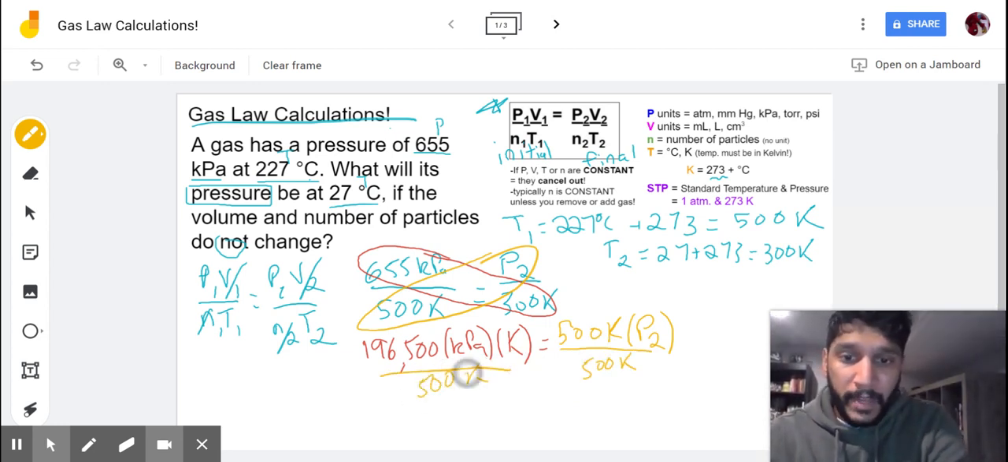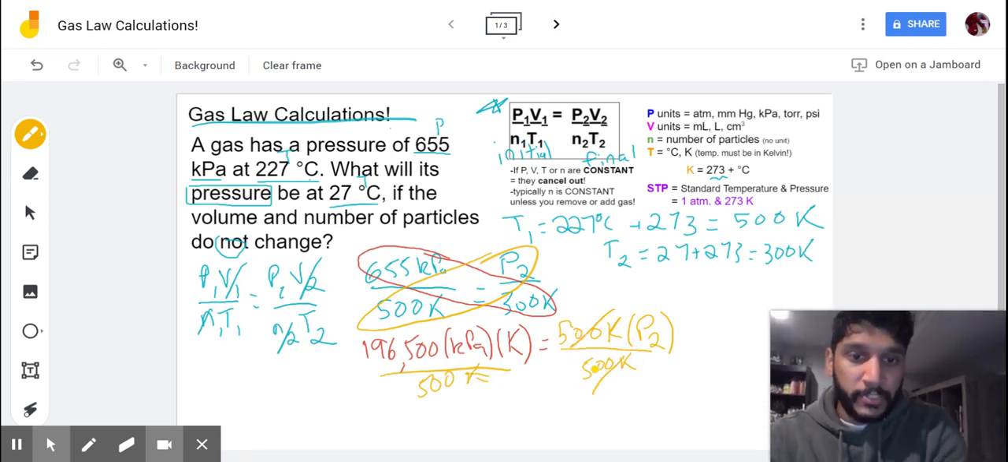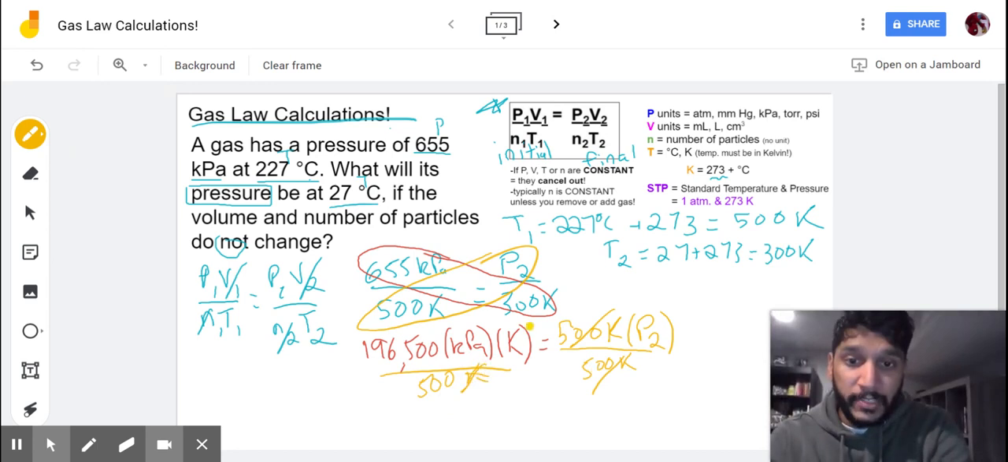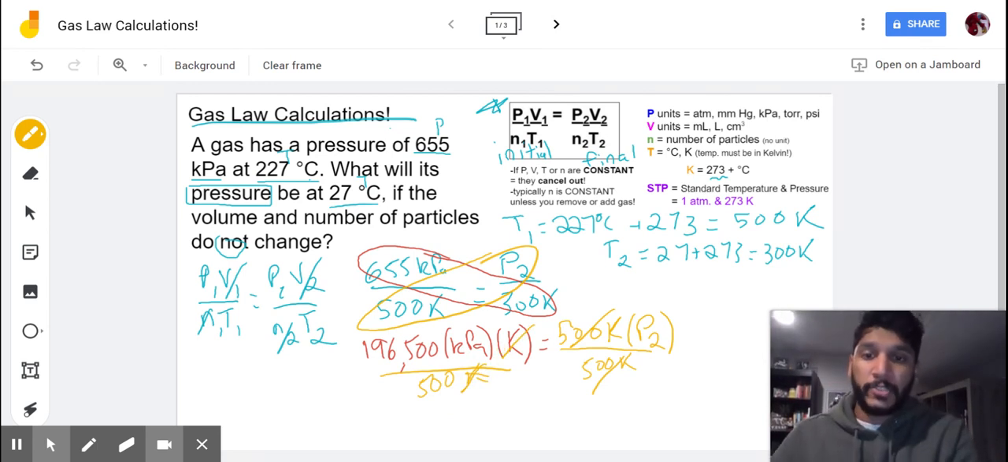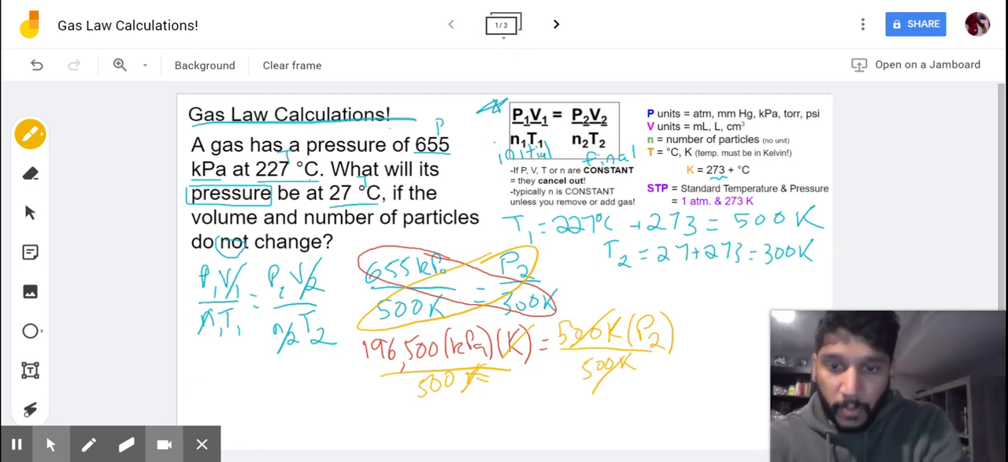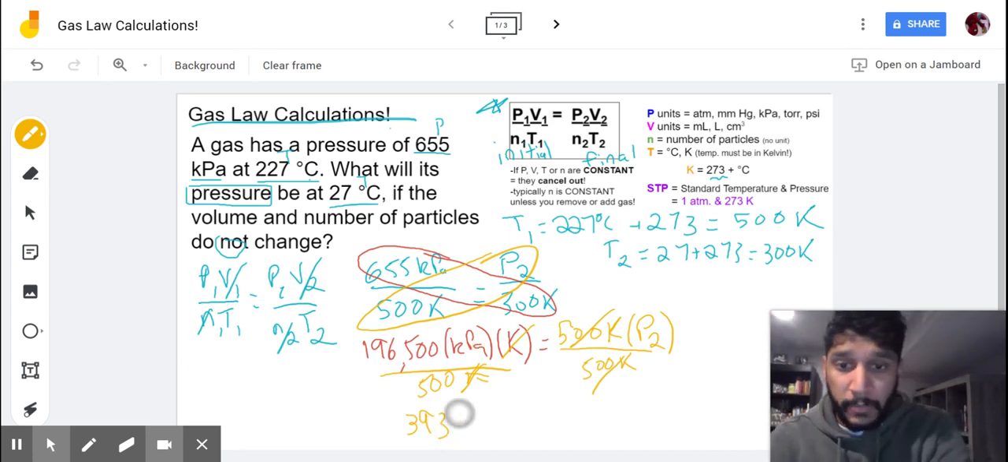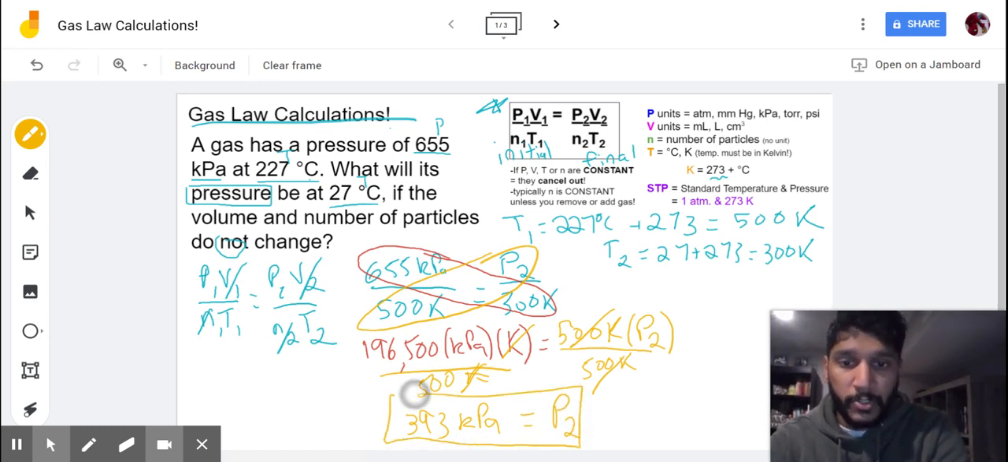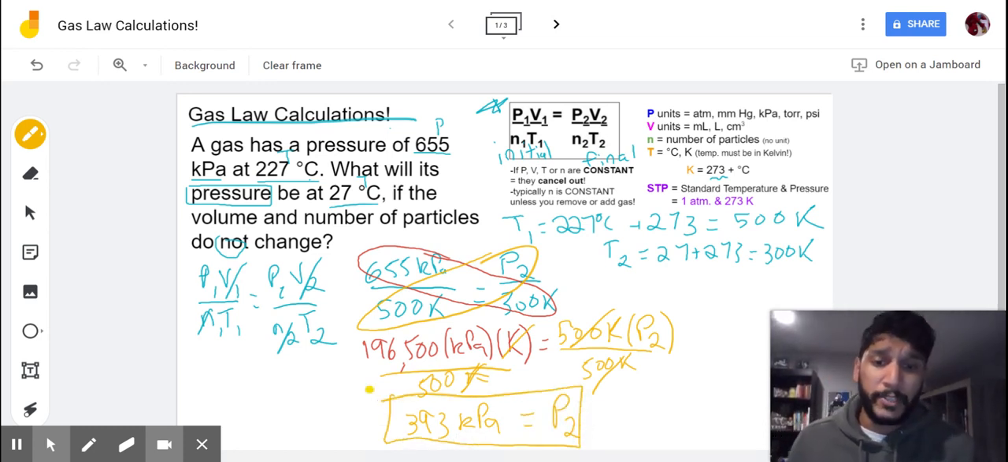On this side, 500 K is just going to cancel out with 500 K. My Kelvin on my other side is going to cancel out with that Kelvin. So our K's are gone there. And now we're just going to take 196,500 divided by 500. So we get 393. The unit we're left over with is kPa, and that's going to equal our second pressure, our new pressure. So our new pressure is 393 kilopascals.